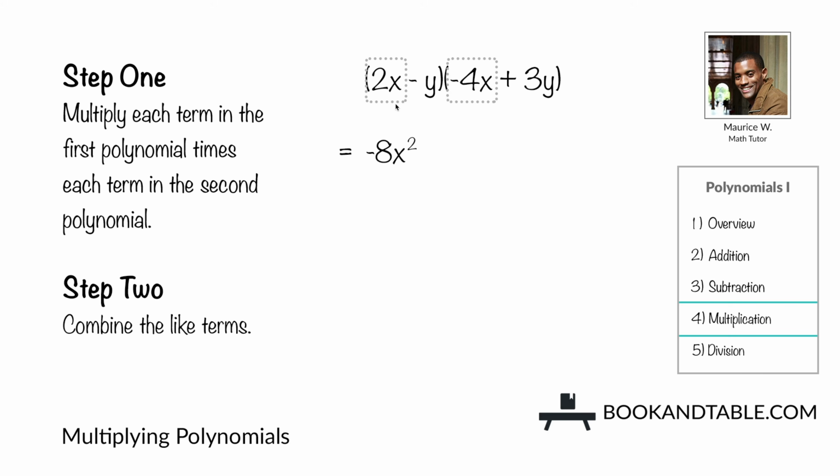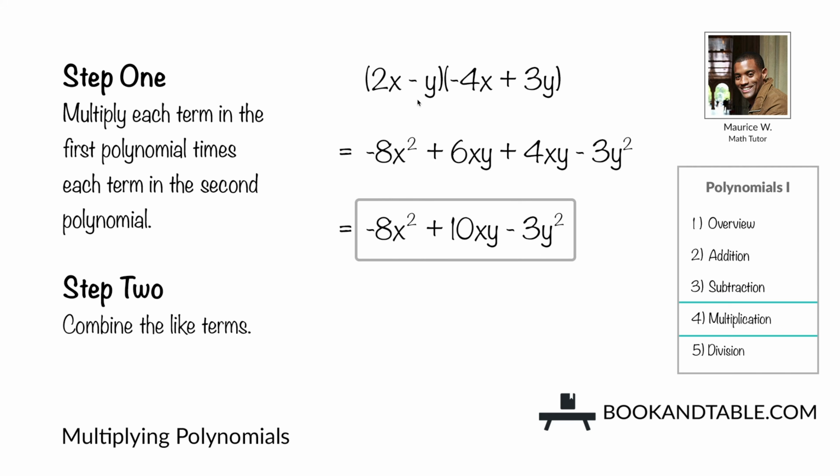So step 1, multiply each term in the first polynomial times each term in the second polynomial, giving us 2x times negative 4x, which is negative 8x squared. Then we do 2x times 3y, which would give us 6xy. Then we go to the next term, negative y, and multiply it times negative 4x, which would be positive 4xy. And then we have negative y times positive 3y, which gives us negative 3y squared. So after we've multiplied each term in the first polynomial times each term in the second polynomial, we get negative 8x squared plus 6xy plus 4xy minus 3y squared.